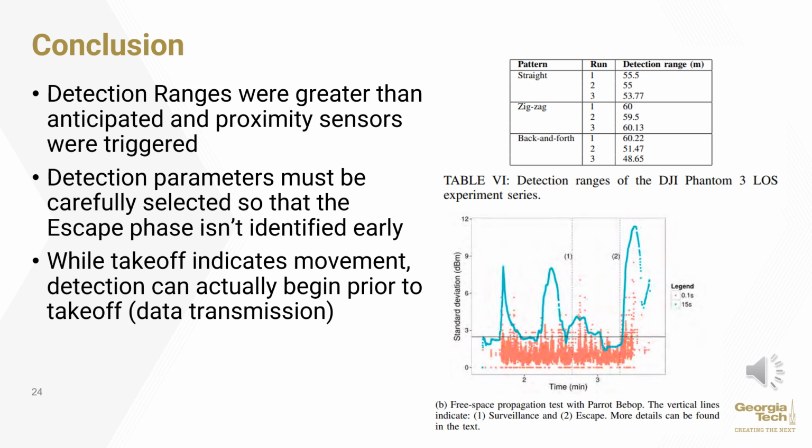The third final takeaway is that while takeoff indicates movement, detection can actually begin prior to takeoff because there's data transmission. So the experimenters believe that one of the reasons why the SUAS was detected so early was actually because the algorithm was detecting and processing the flow so early. In other cases where there was no actual large data transmission, it would be much harder to detect the SUAS.